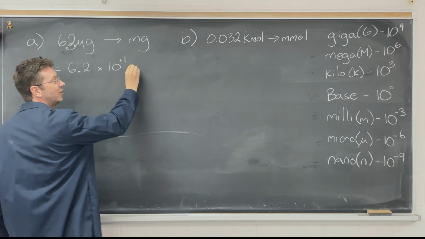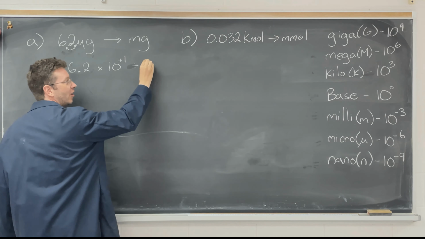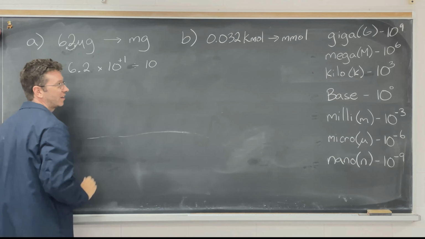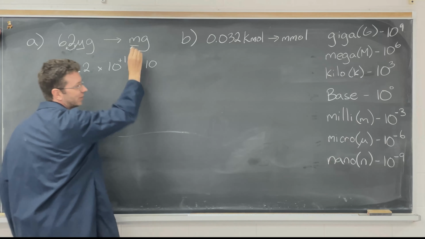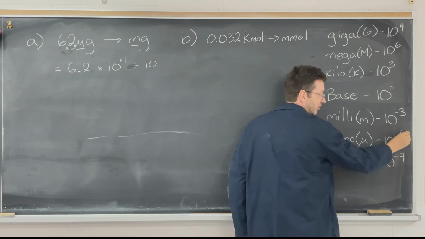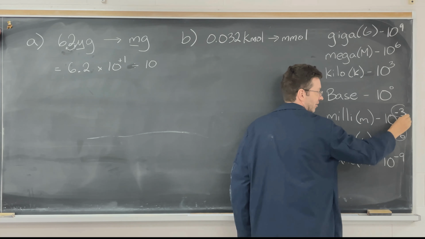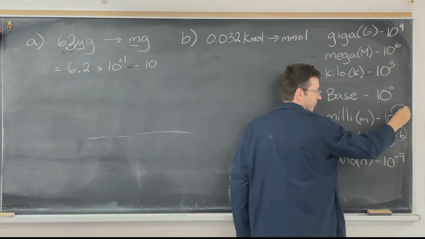Next thing we're going to do is divide by another exponent of 10. So what exponent are we going to be doing? Well, let's look at these. Micro to milli. So here's micro, and here's milli. If we're going from micro to milli, to go from -6 to -3, we have to add 3. So we're going to take that positive 3 and put it there.